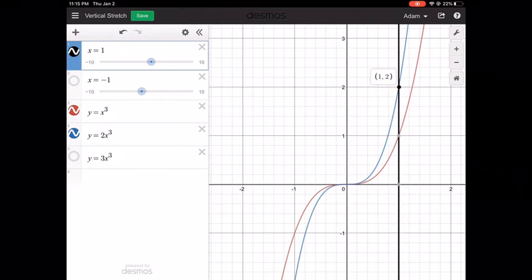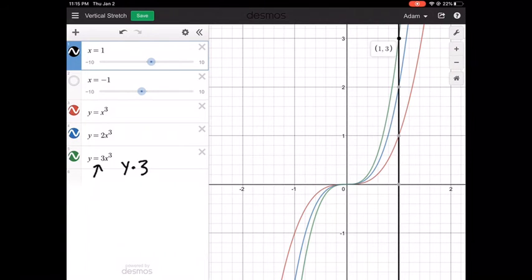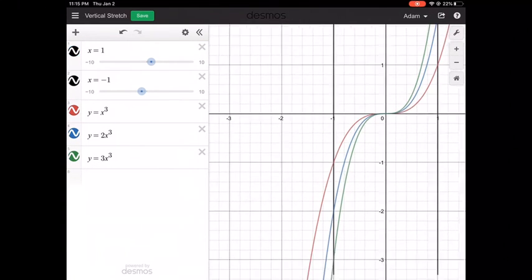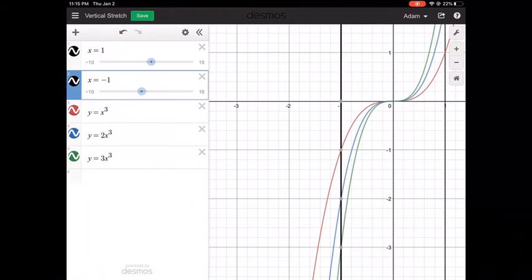If we multiply it by 3, that's going to give us a y value of 3 because we're multiplying our y values by 3. Okay. Now, the same thing goes on the negative side. If you're looking at this, so for the negative, we have a y value of negative 1 on the parent function. For the y equals 2x to the third, we multiply that y value by 2. Negative 1 times 2 is negative 2. That's our new y value. And then negative 1 times 3, that's our new y value for y equals 3x to the third.